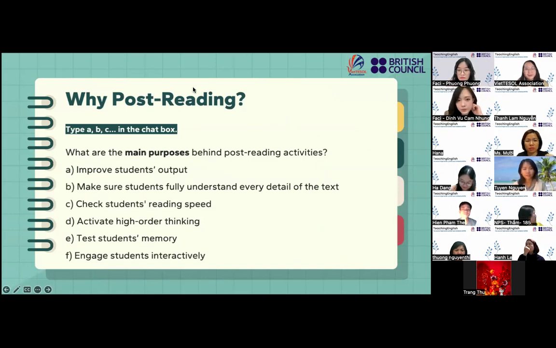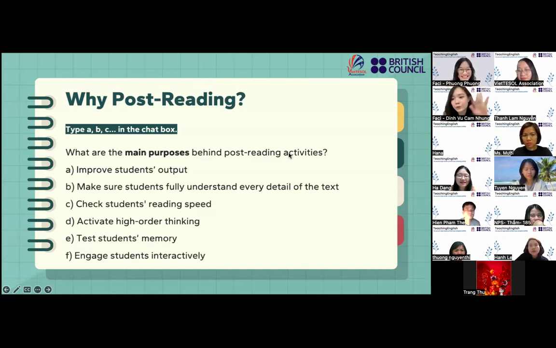The first question, start with why, right? So why post reading? Type A, B, C in the chat box. What are the main purposes behind post reading activities? This is not a trick question. I don't like to do trick questions like Miss Phương, so don't worry, because we are going to have the recording too. It is going to be on YouTube.